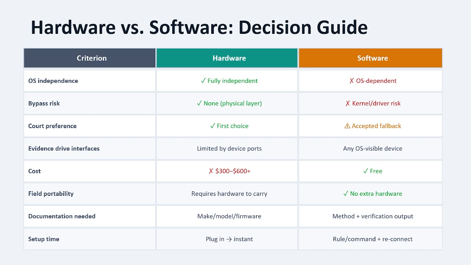So kind of looking at the comparisons between them, hardware is fully independent, software is operating system dependent. Depending upon the operating system, depends upon what you need to do for that. The bypass risk, hardware happens at the physical layer, so the operating system can't bypass it in any way, shape, or form. Versus software, that's up to the operating system. There could be a bug, it could be implemented wrong, so on and so forth. And so you need to take steps to ensure that it is done correctly and is repeatably reliable.